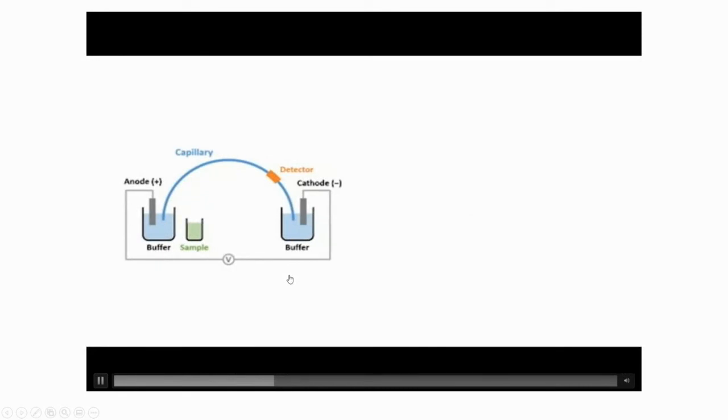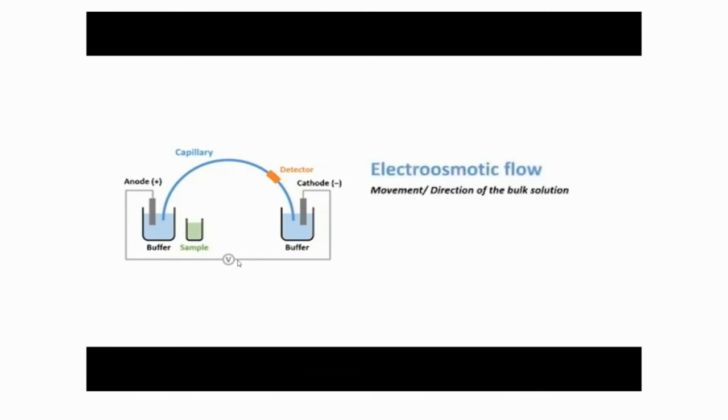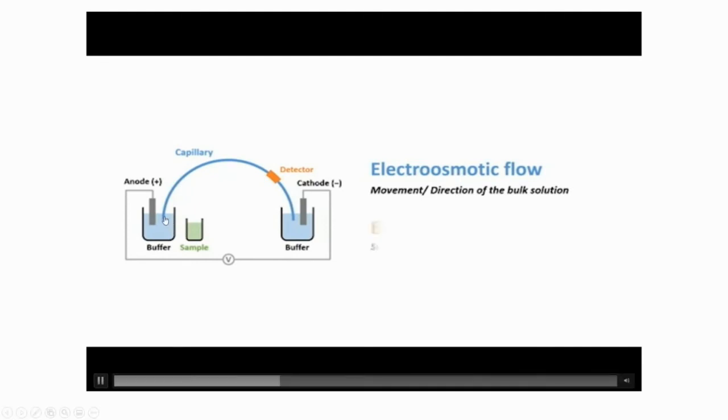In order to understand how capillary electrophoresis works, we need to take a look at two key mechanisms. The first mechanism is the electroosmotic flow, which governs the movement or the direction of the bulk solution in the capillary. The second mechanism is the electrophoretic mobility, which is responsible for the separations of charged species in the solution. First of all, let's take a look at the electroosmotic flow.